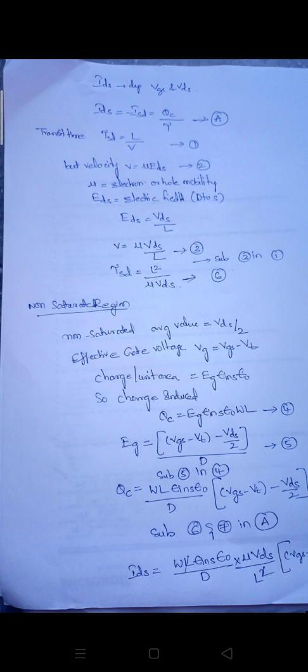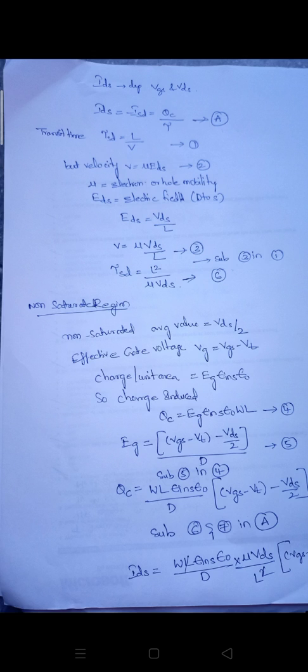Check. Here IDS, that is minus ISD, is equal to QC by tau, the charge induced in the channel divided by the transit time tau. The transit time tau is equal to L by V, the length of the channel by velocity, and velocity V is equal to mu into EDS. This is the first equation, and velocity is the second equation. Mu is the electron or hole mobility, and EDS is the electric field between drain and source, where EDS is equal to VDS by L. Substituting this, velocity V is equal to mu into VDS by L. This is the equation.